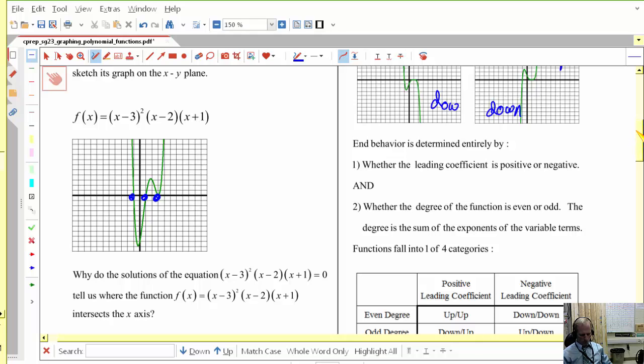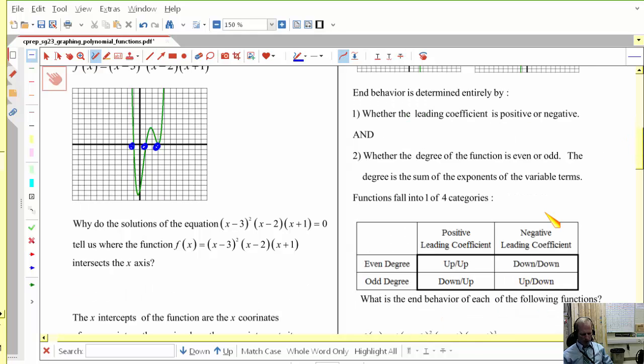But once you know that for a function, you can use a table to figure out. Let me take that back. The end behavior, before I get to the table, is determined by whether the leading coefficient of the function is positive or negative, and whether the degree of the function is even or odd. And the degree of the function is the sum of the exponents of all the terms that have the variables.